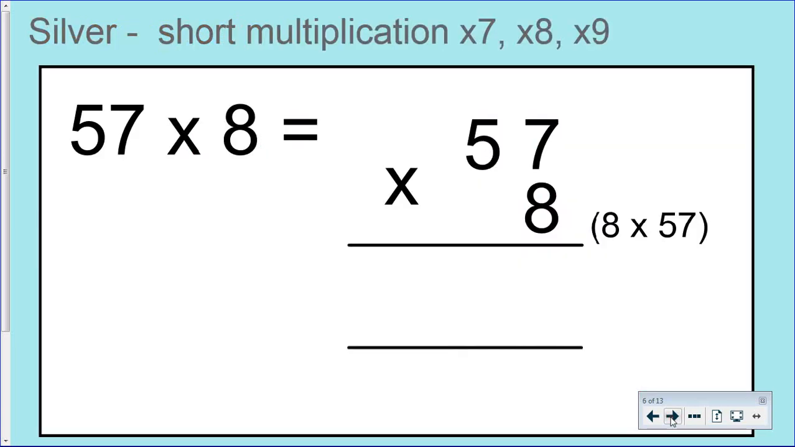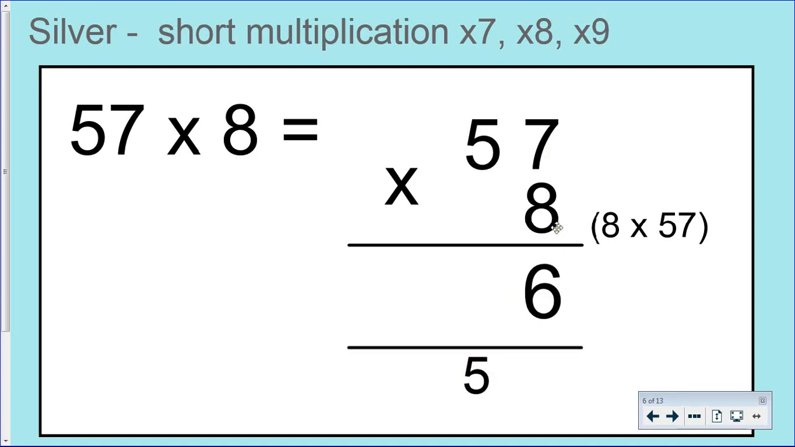Okay, silver, you've got short multiplication again, but this time we're including your 7, 8 and 9 times table. So again, it's horizontal. We're going to have to turn it into the vertical method. And we're going to start off with 8 times 7. Remember, always go to that ones column first. So 8 times 7 is 56. Again, I can't put 2 digits in one place value column, so I'm going to exchange up, pop the 5 under the line, and the 6 in the place value column.